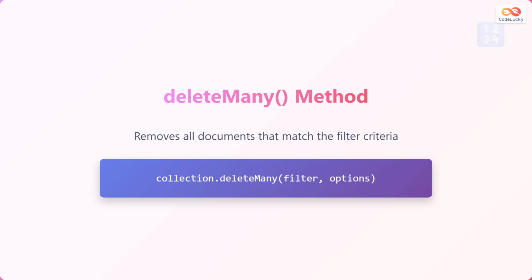Now let's discuss the deleteMany method. The deleteMany method is used to remove all documents that match a specified filter criteria. The syntax is collection.deleteMany, and just like the deleteOne method, you pass a filter and options as arguments. The filter specifies which documents to delete, and the options allow you to configure the deletion operation.